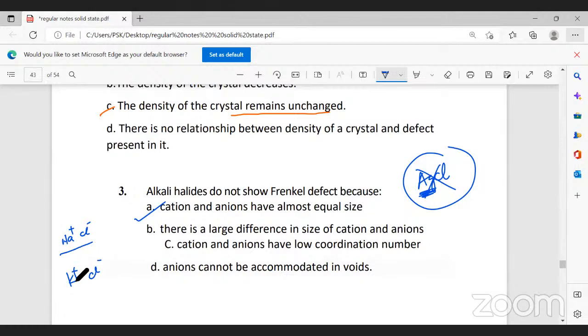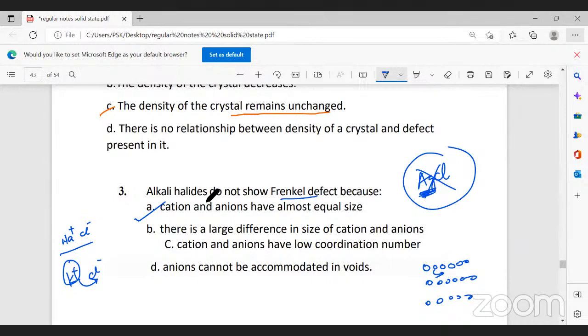Therefore, since they have comparable size, the ion will not move from its original lattice points and get into the interstitial position. It's not possible. If the size of a cation is very small, then they can get into interstitial position. If I say this is one layer, this is a second layer, this is a third layer, cation and anion, remember. Now, if the size of cation is small, then they can get into the interstitial position. But if the size of cation and anion is of comparable size, then it will not be in a position to get into the interstitial position. Therefore, it will not exhibit Frenkel defect.